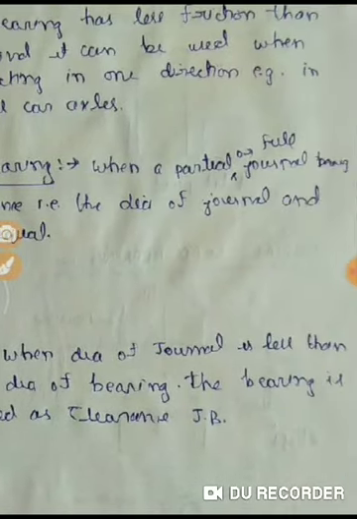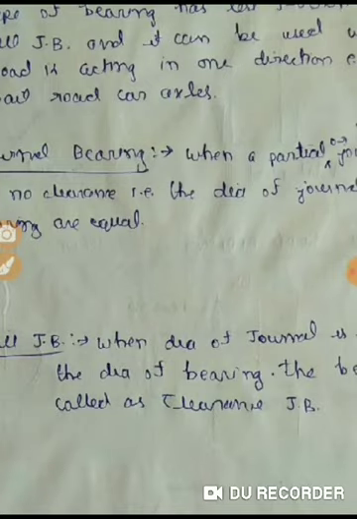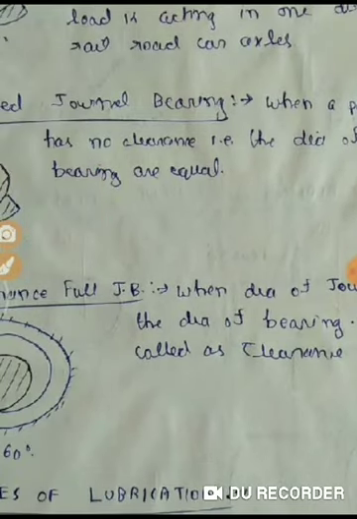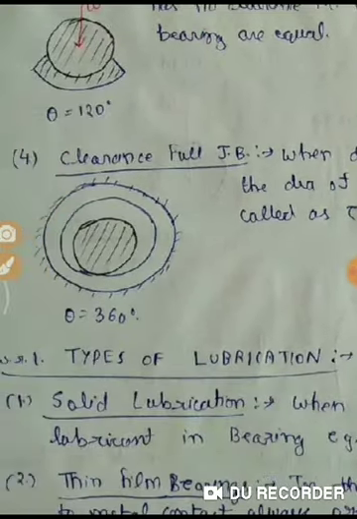Next is the clearance journal bearing. When the diameter of the journal is less than the diameter of the bearing, the bearing is called a clearance journal bearing. Okay, this is simple understanding.